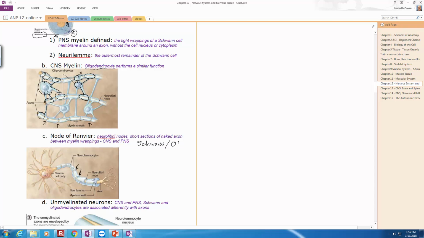Schwann cell or oligodendrocyte, depending on whether you're talking CNS or PNS, right? Do not touch one another.